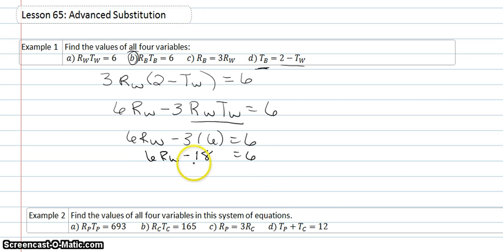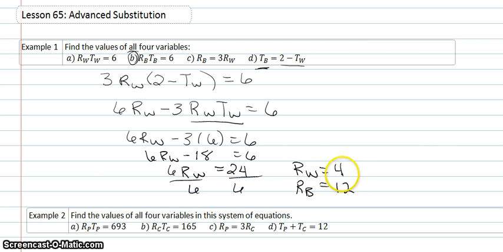And then I'll add 18 to both sides, so it'll be 6RW equals 24. Then I'll divide by 6. So R sub W equals 4. Now I can use that to find my R sub B right here. So R sub B is 3 times 4, so that's 12.